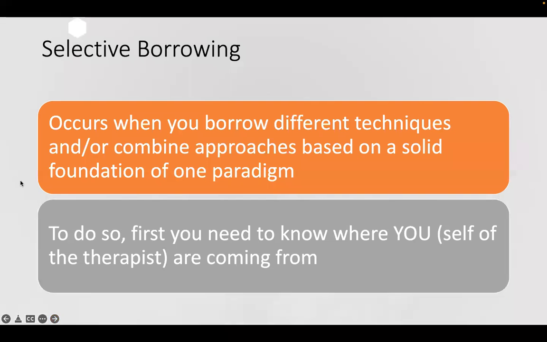Selective borrowing, like I said, occurs when you borrow different techniques and combine approaches based on one solid paradigm. To do so, what you need to know first is your theory of change, your theory of human behavior, your worldview. So like I align with feminism because that aligns with my worldview. And it is an approach that has techniques that I believe in, I have allegiance to. And we'll talk about that in terms of research as well.